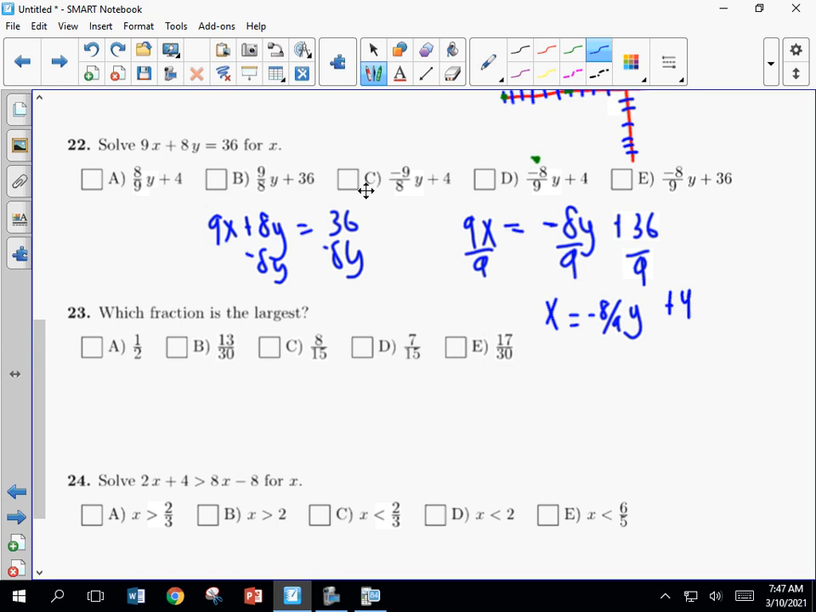So I'm looking here for negative 8 over 9. These two both have negative 8 over 9. If you notice, see how it's got 36 there? A lot of people would maybe stop. D is the correct answer.